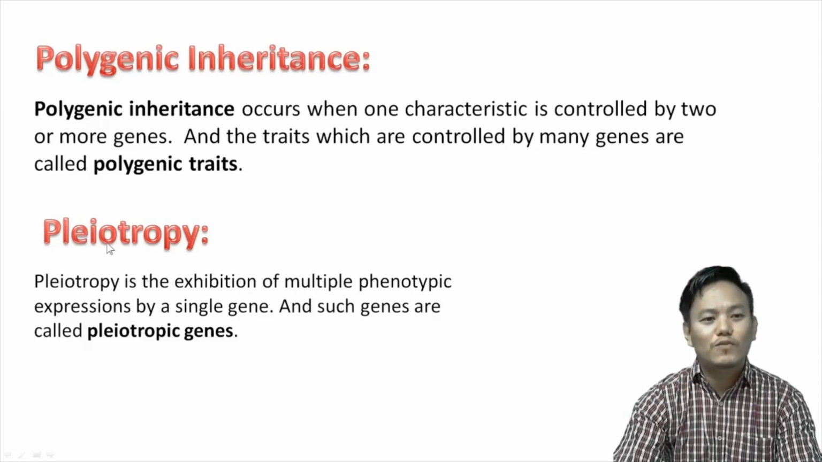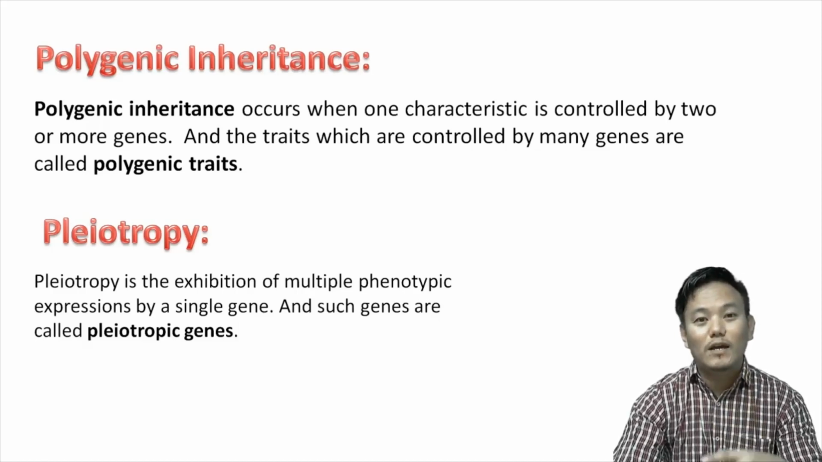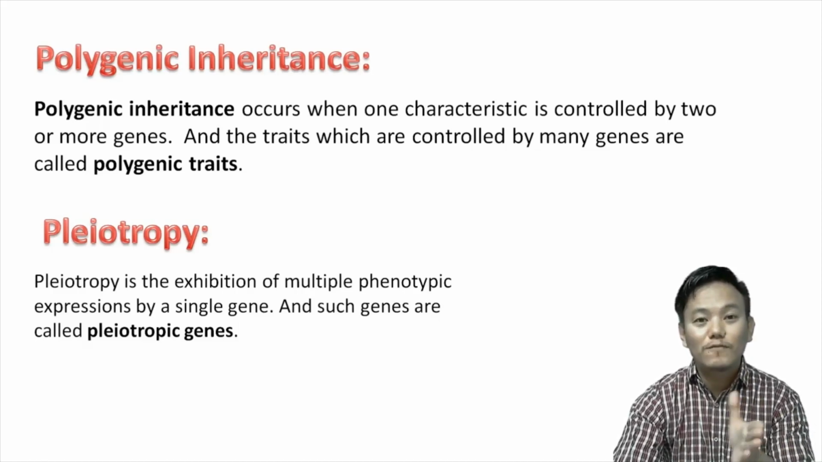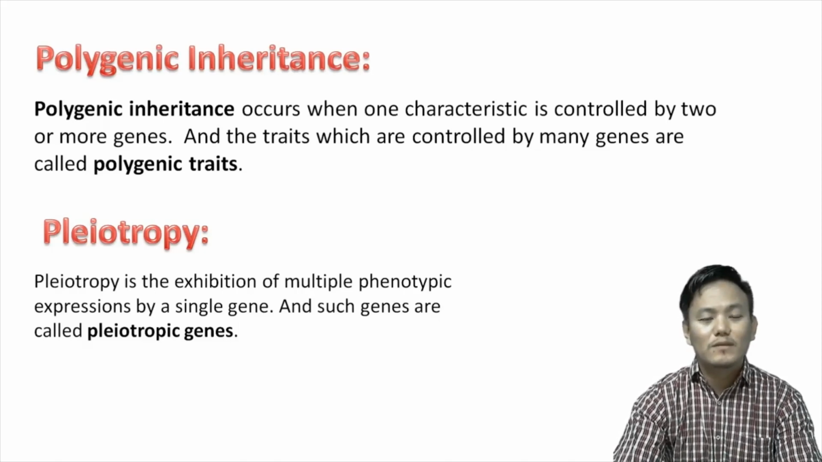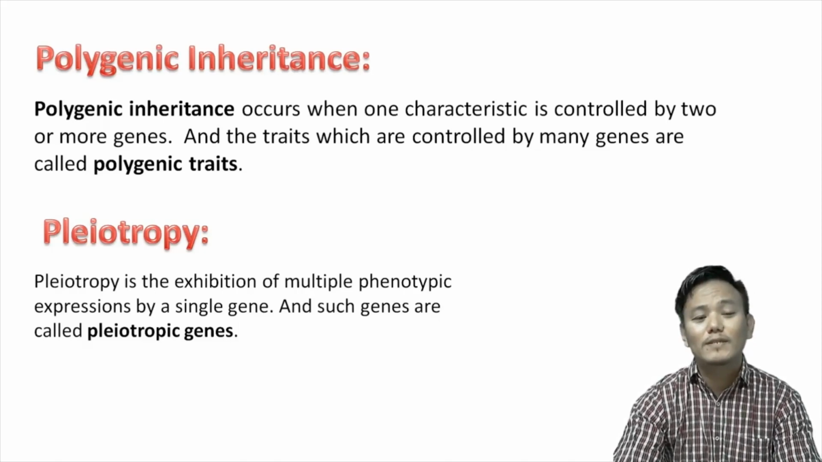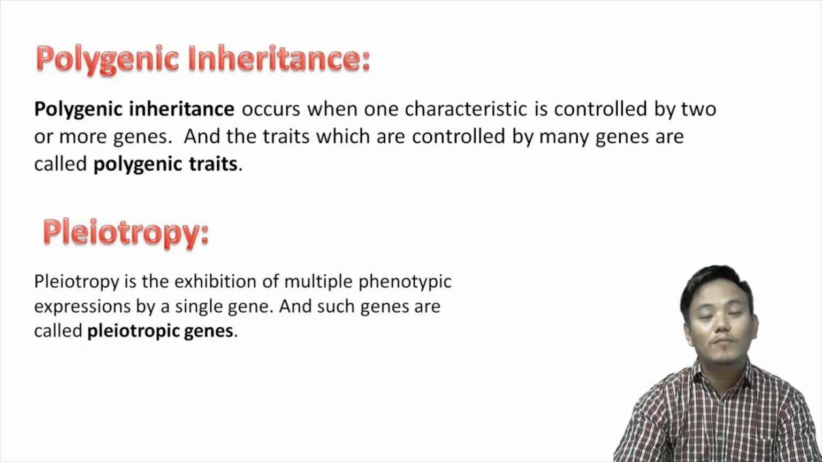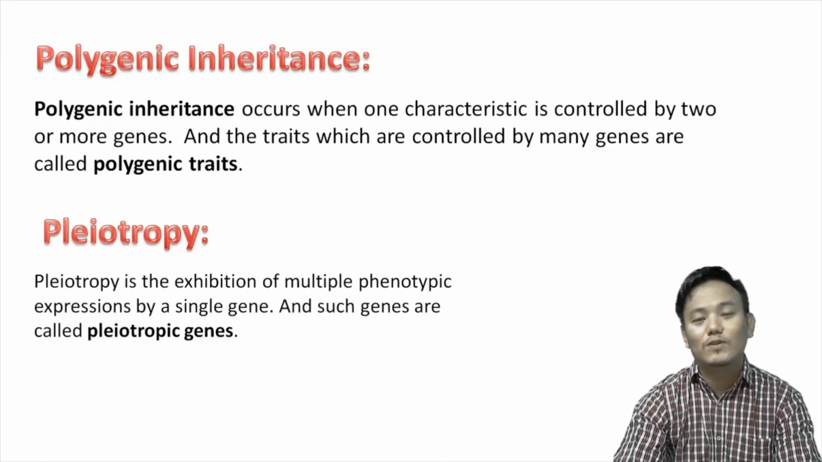And the second one is pleiotropy. What is pleiotropy? Pleiotropy is the exhibition of multiple phenotypic expression by a single gene. When one gene controls multiple phenotypic effects, such occurrence is called pleiotropy. And the genes which control many phenotypes are called pleiotropic genes. So pleiotropy means the exhibition of multiple phenotypic expressions by a single gene.